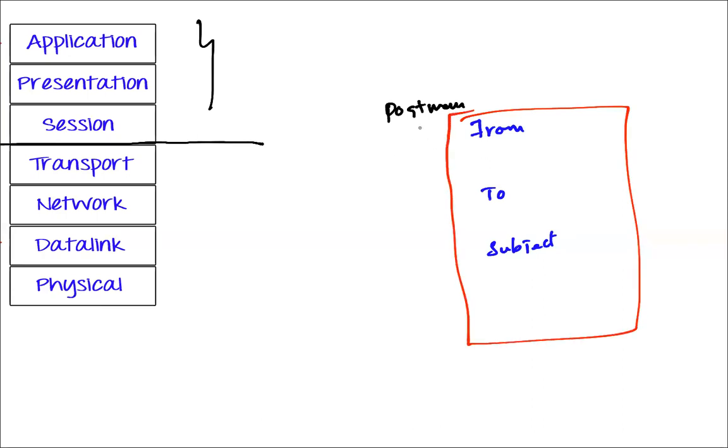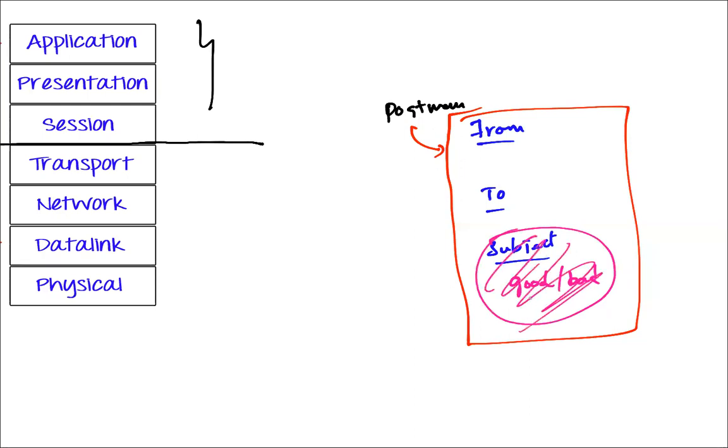The postman takes this letter, and which fields are important to him? The from address, the to address, and the subject of the letter. Do you think the postman is really worried about the subject? Maybe it is good news, or bad news. Is he worried about what type of subject it is? No. The postman never cares about what the subject or the data is.